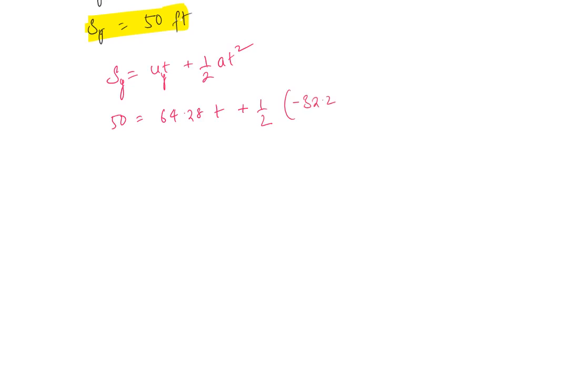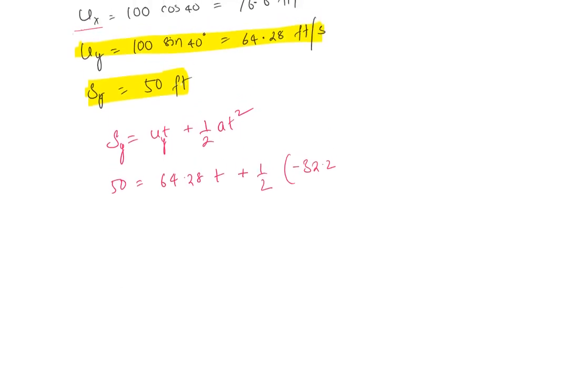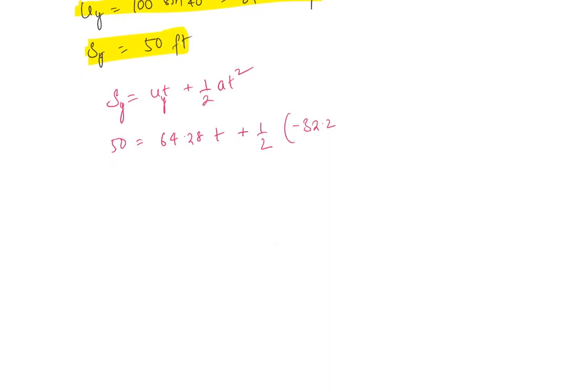here it is 32.2. Please pay attention, because up to now most of the problems were in metric units, so we're used to writing 9.81. So just make sure that when it comes to US customary units, we use 32.2. Just keep that in mind. I have made that mistake myself, so it's easy to get in the flow and keep writing 9.81. So just be careful about that.